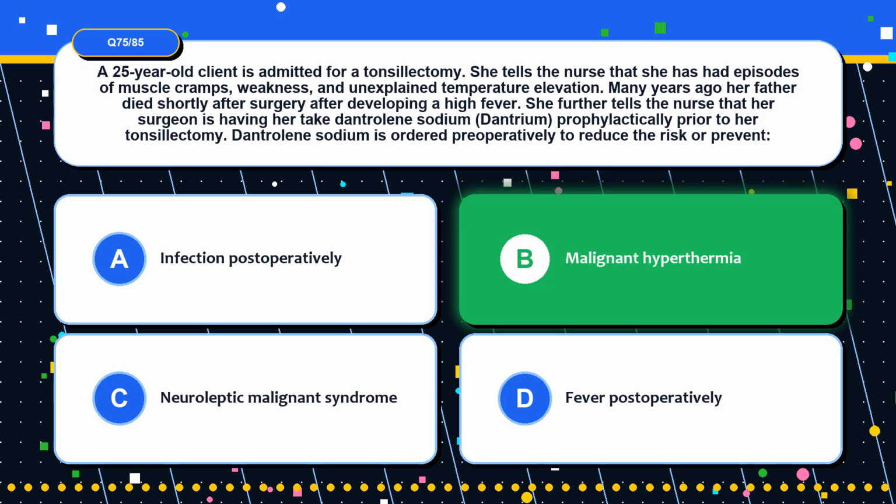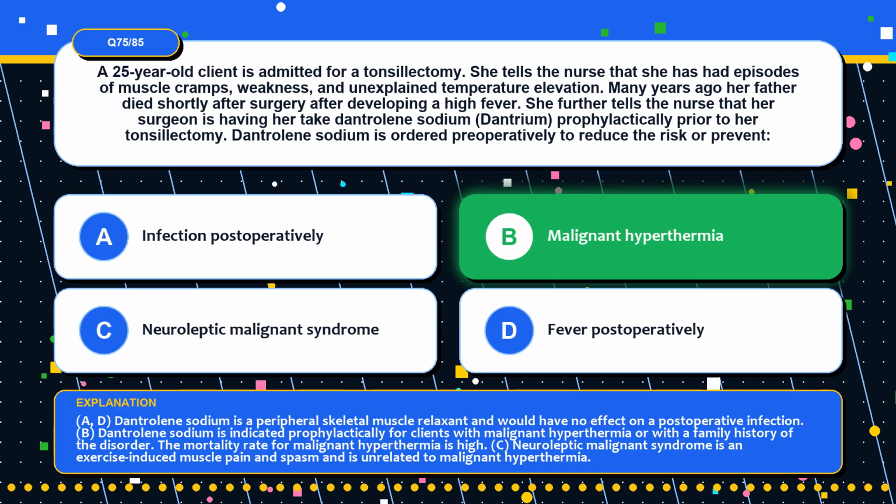The correct answer is option B. Malignant hyperthermia. A. D-dantrolene sodium is a peripheral skeletal muscle relaxant and would have no effect on a postoperative infection. B. Dantrolene sodium is indicated prophylactically for clients with malignant hyperthermia or with a family history of the disorder. The mortality rate for malignant hyperthermia is high. C. Neuroleptic malignant syndrome is an exercise-induced muscle pain and spasm and is unrelated to malignant hyperthermia.